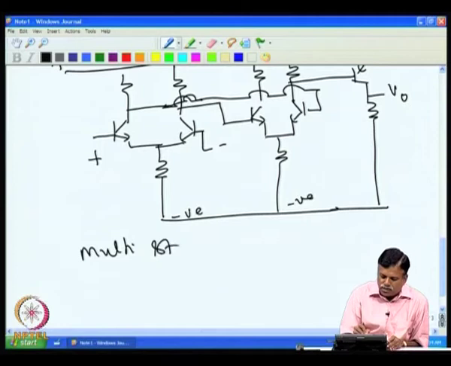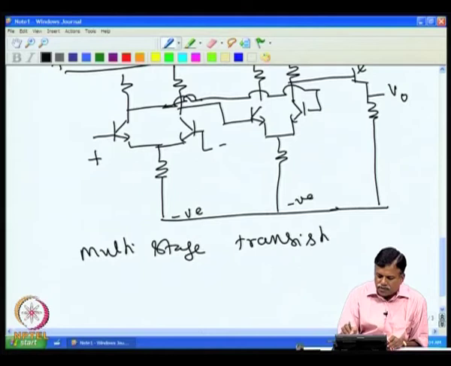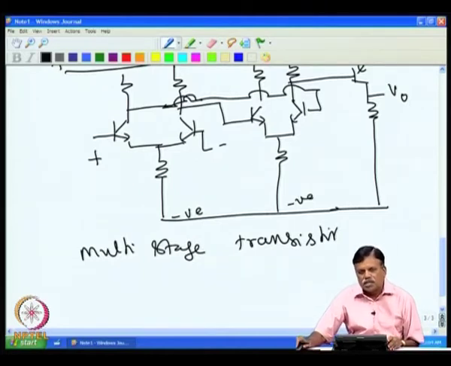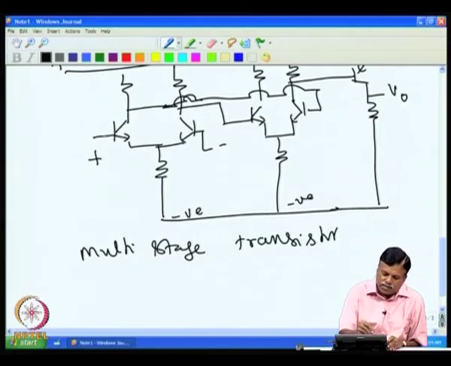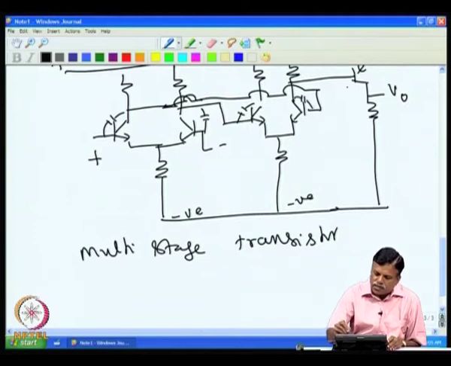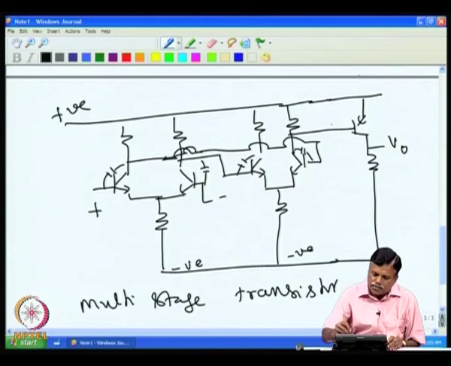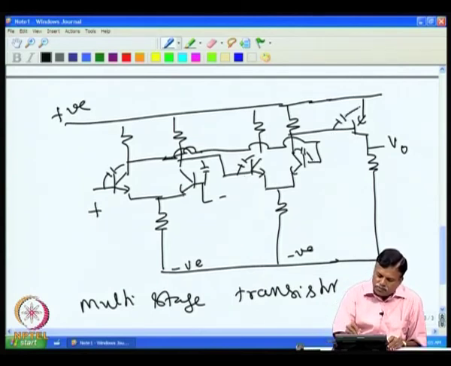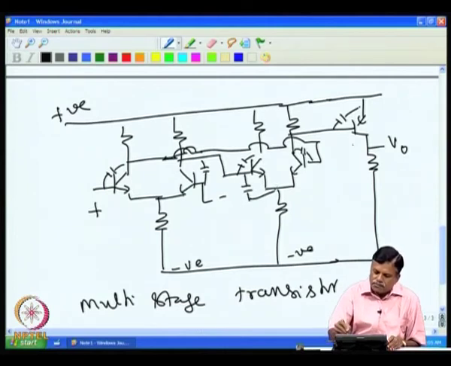Now what is the issue with the multi-stage transistor amplifier? The multi-stage transistor amplifier has multiple poles and zeros. That is the worry, because for example, if you take this, you have a capacitance from here to here, and then you also have a capacitance from here to here, and so on. All the stages have their own Miller capacitances, and then also you have the input capacitor, which limits the low frequency performance.